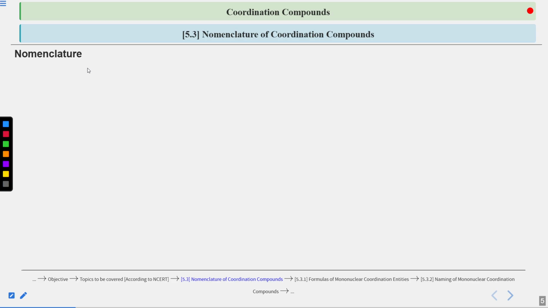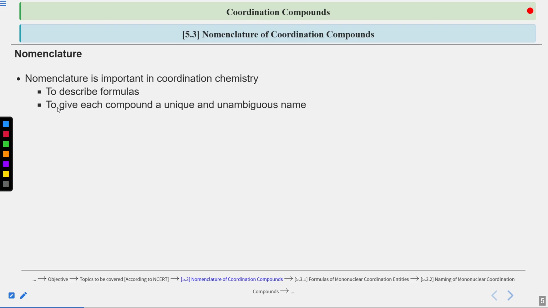First of all, let's begin with our first section 5.3, that is nomenclature of coordination compounds. So what is nomenclature? Nomenclature is very important in coordination chemistry to describe the formulas of the compounds formed by the coordination complexes, to give each compound a unique and unambiguous name. Because we are studying coordination complexes, that means to each and every complex we give a unique and unambiguous name on the basis of some rules. That is very important, so we study the nomenclature to do that.